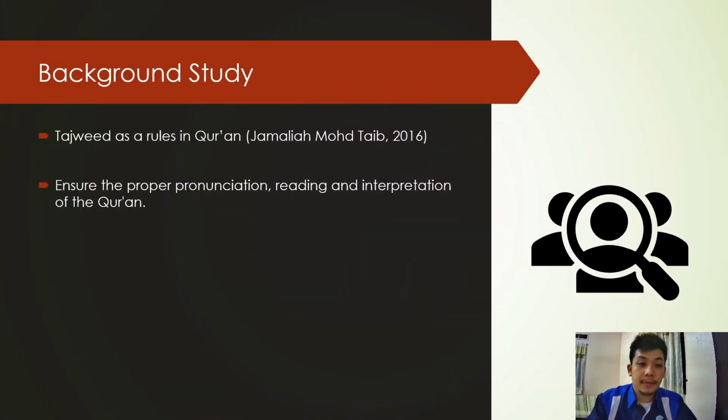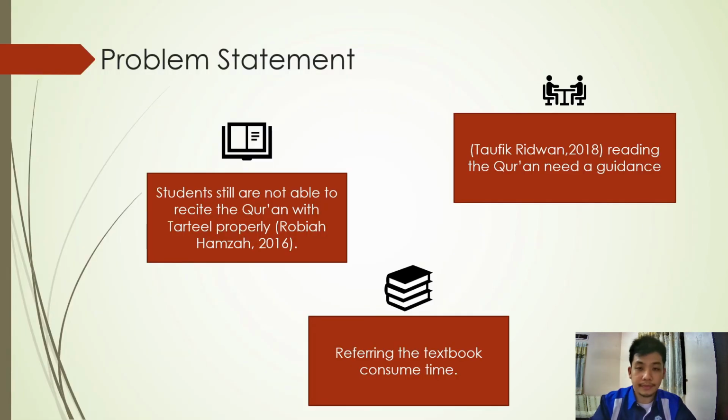Okay, before I jump to my application, I want to tell why I want to build this application. Okay, this is a background study. Refer to Jamaliyah Mobile Type 2016, Tajwid as a rules in Quran. We have to ensure the proper pronunciation, reading, and interpretation of the Quran, which means the Tajwid is very important in the Quran because without it, maybe we can change the meaning of the Quran itself.